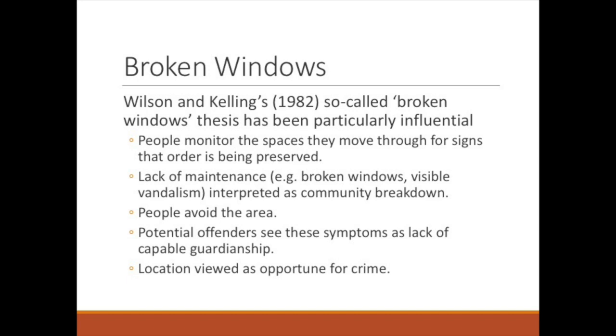So, in a sense, the physical material conditions of public space become symbols for the condition of the social conditions, the strength or weakness of the community. So, in these areas with poor maintenance, people tend to avoid the area, according to the broken windows thesis. As a result, potential offenders see these symptoms as a lack of capable guardianship. Okay, so remember our crime triangle. Lack of maintenance is a sign to motivated offenders that capable guardianship is absent from this space. So, as a result, this area becomes viewed as a good opportunity for crime.